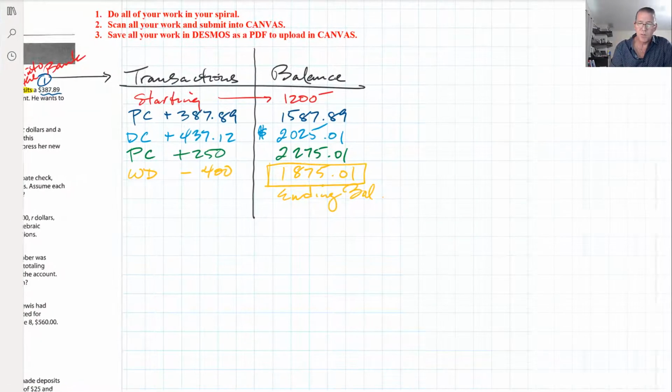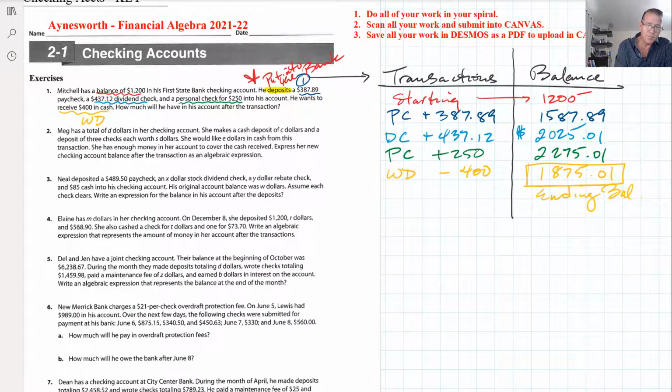So let's just record that into our spiral. It says how much will he have in his account after all these transactions. Okay, this part right here is $1,875, all right, and 1 penny. And there it is. That's how you keep track of things over time. You're either adding or subtracting depending on whether you're putting money into the bank or taking money out of the bank. So you just have to know the basic terminology. That's all you do.